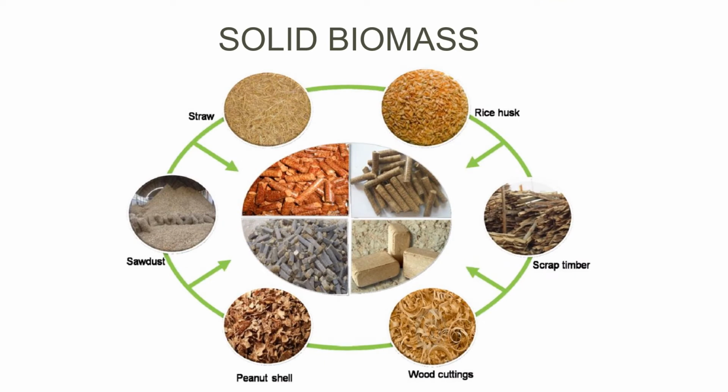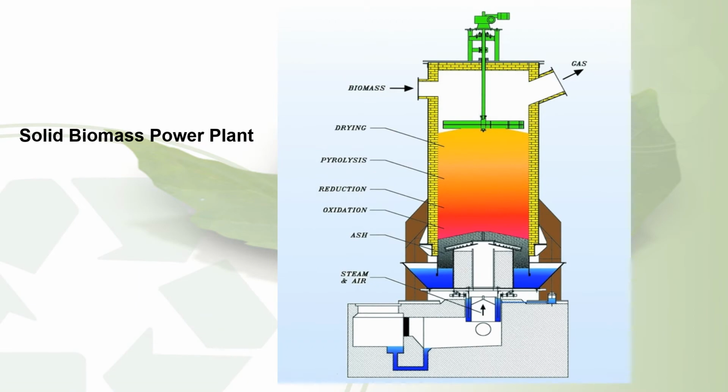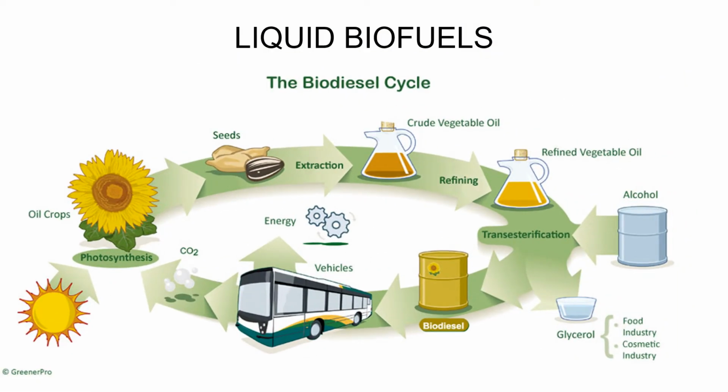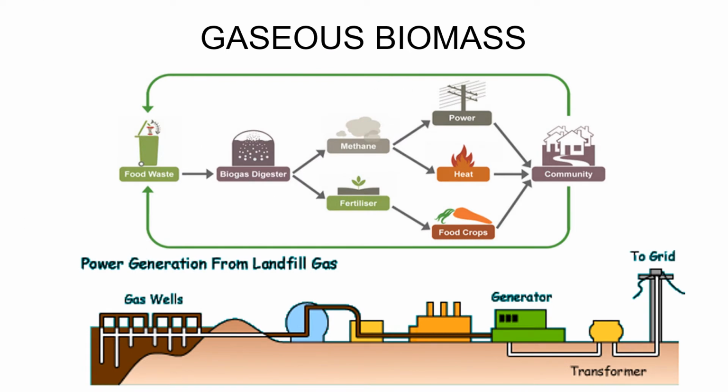Solid biomass: straw, husk, scrap timber, wood cuttings, peanut shell, sawdust. So these are some of the materials. Solid biomass power plant, liquid biofuels, gaseous biomass: food waste, biogas digester, methane, fertilizer, power, heat, community, and food crops to community. Power generation from landfill gas: gas wells to generator, and generator to transformer to grid.